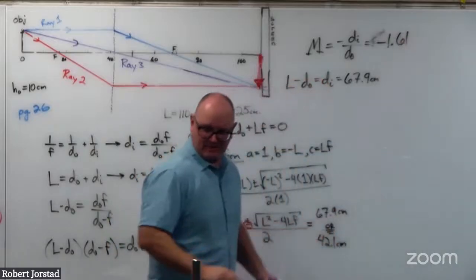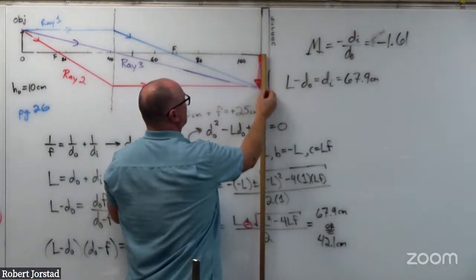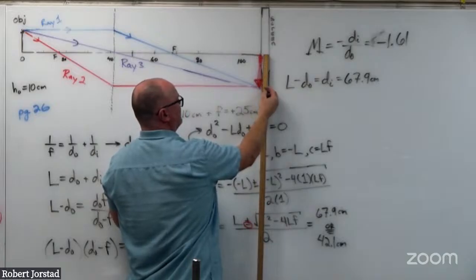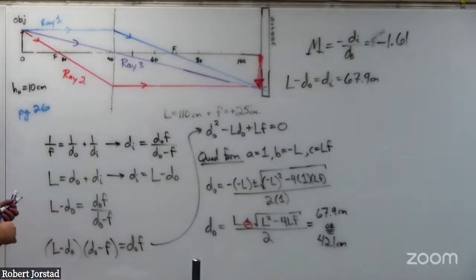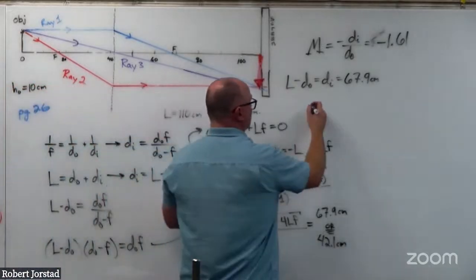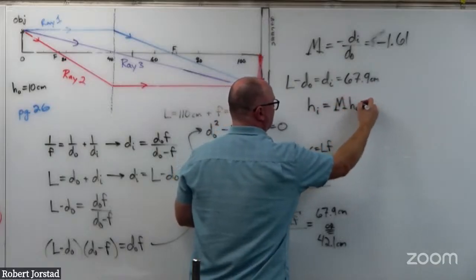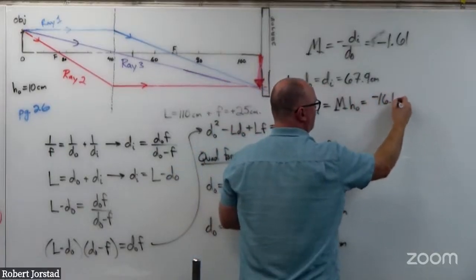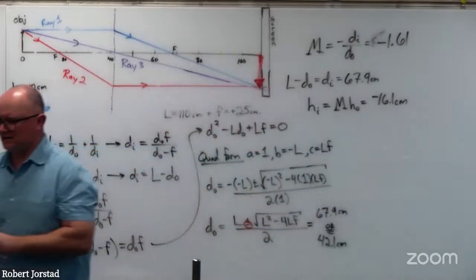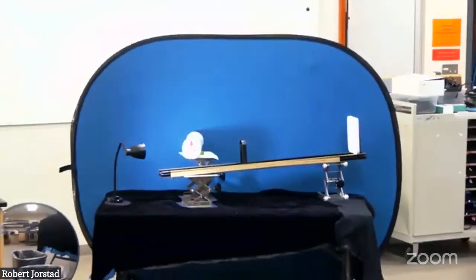And didn't I say it was about 16 centimeters there? That's pretty darn good. Maybe closer to 15, 16, somewhere between 15 and 16. So this is matching up pretty well. The height of the image should equal magnification times the height of the object, which in this case is negative 16.1 centimeters. So that's our prediction. Now let's go ahead and do the actual experiment and see if that matches reality.